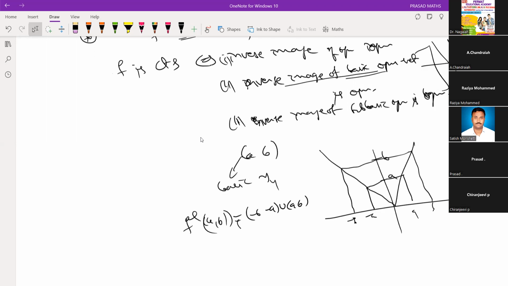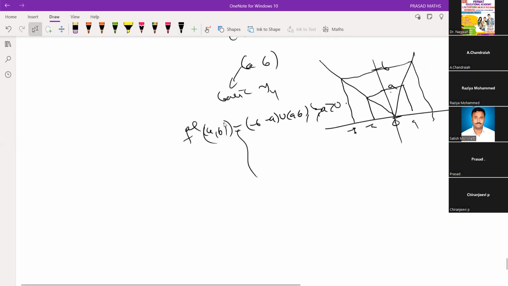Whenever a is bigger than 0, positive, and a is less than b. Right? a is less than b. Suppose we take another version. Suppose your a is below 0.